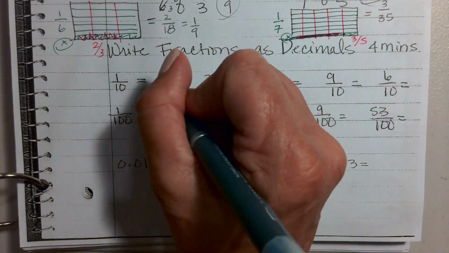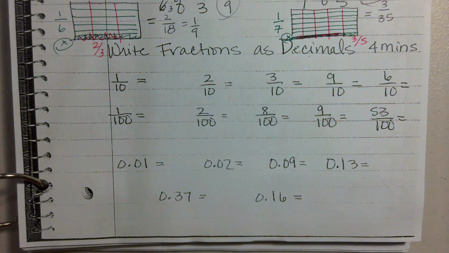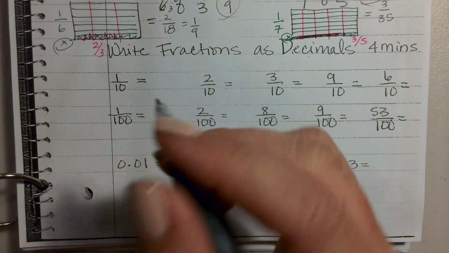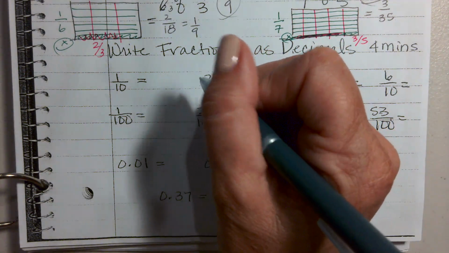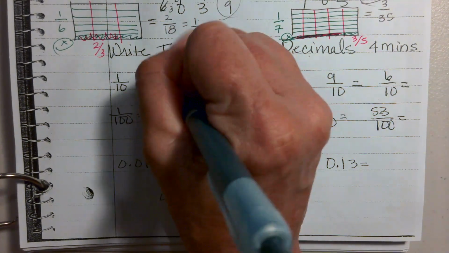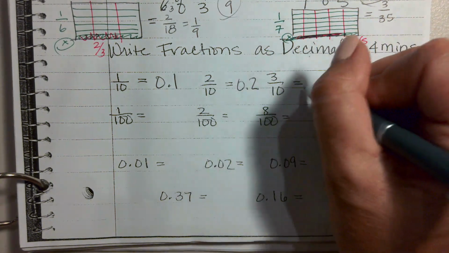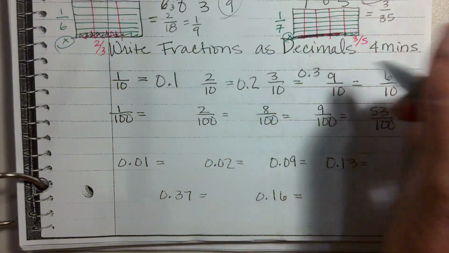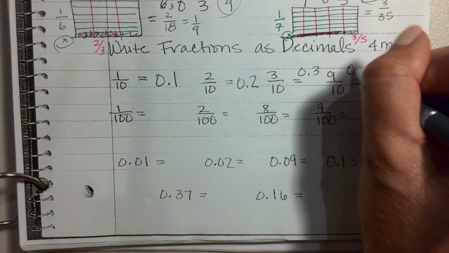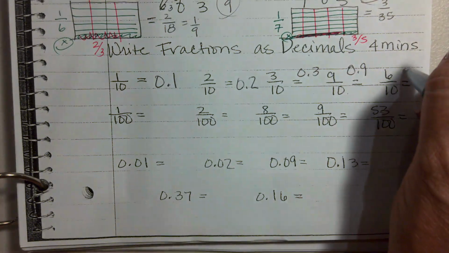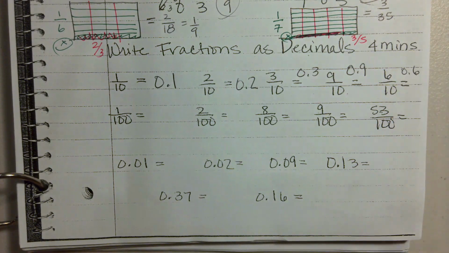So 1/10, what is 1/10? What does 1/10 look like as a decimal? It's 0.1, right? So 2/10, 0.2, 3/10, 0.3, 9/10, 0.9, 6/10, 0.6. Remember that?